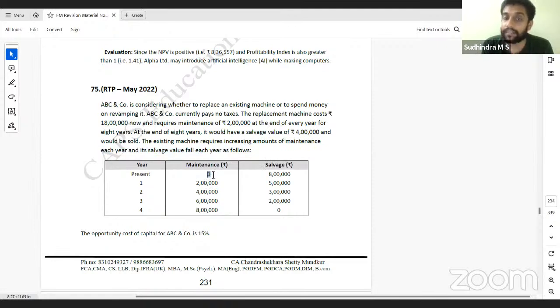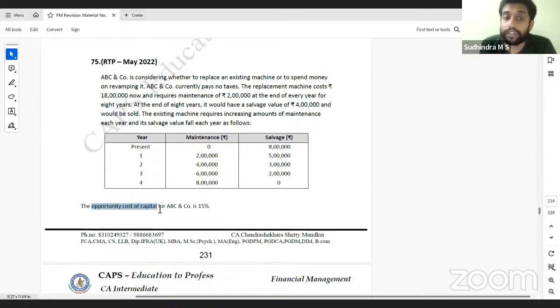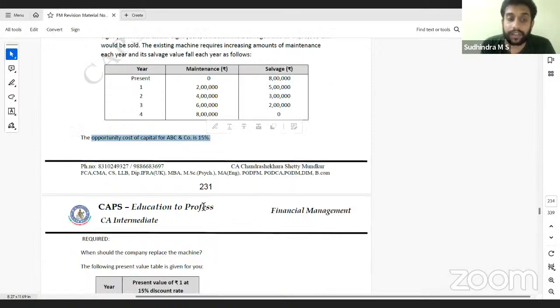Existing machine presently has 0 maintenance and a salvage value of 8 lakh. Then 2 lakh maintenance with 5 lakh salvage value, then 4 lakh, 6 lakh, 8 lakh. Maintenance increases, salvage value decreases. The replacement machine presently costs 18 lakh, with maintenance of 2 lakh fixed. It will not increase. Salvage value after 4 years is 4 lakh, fixed. Right? Opportunity cost of capital is 15%.